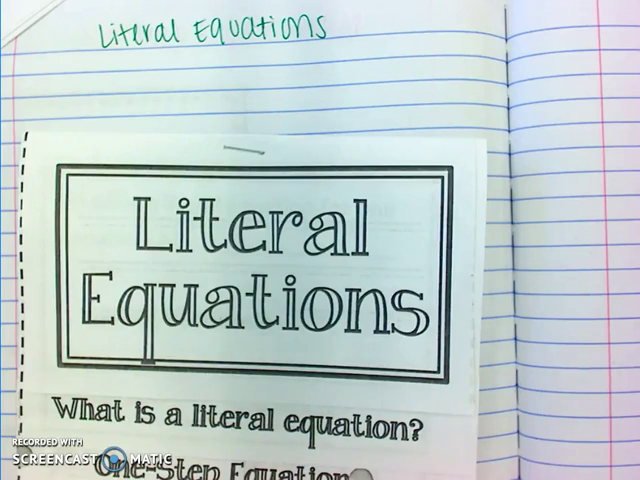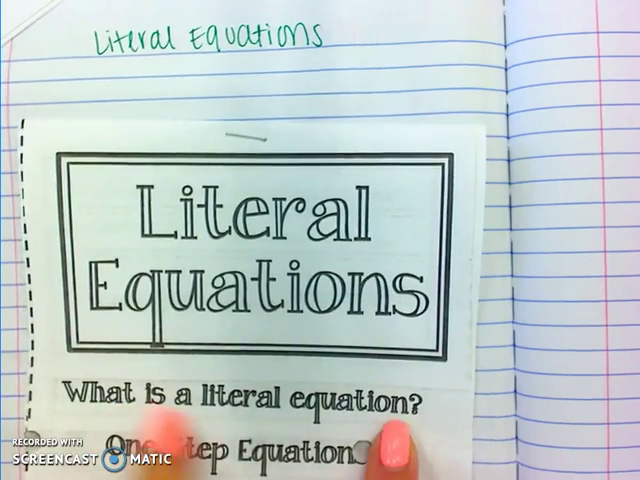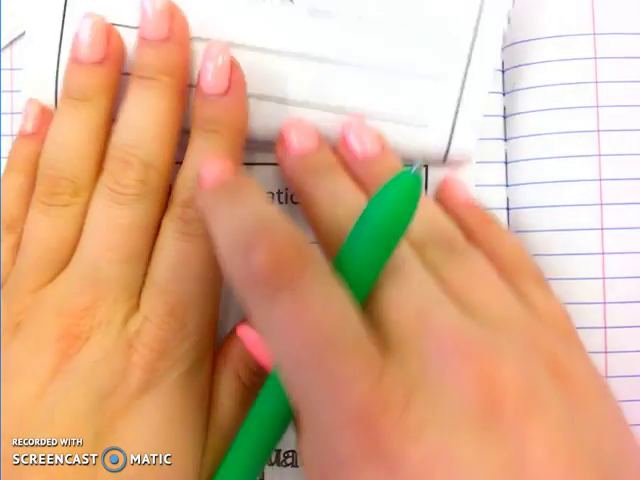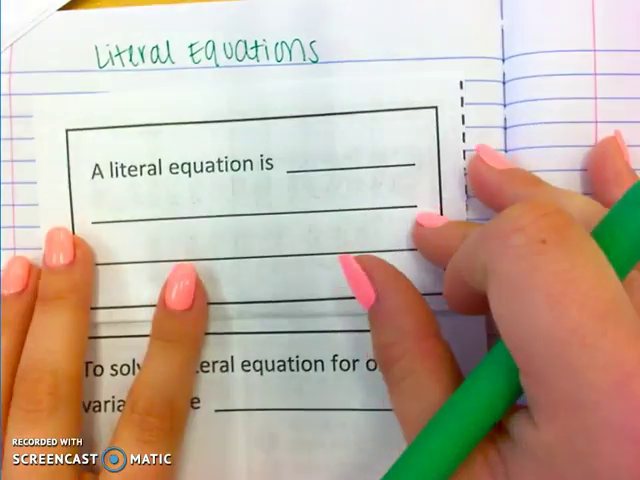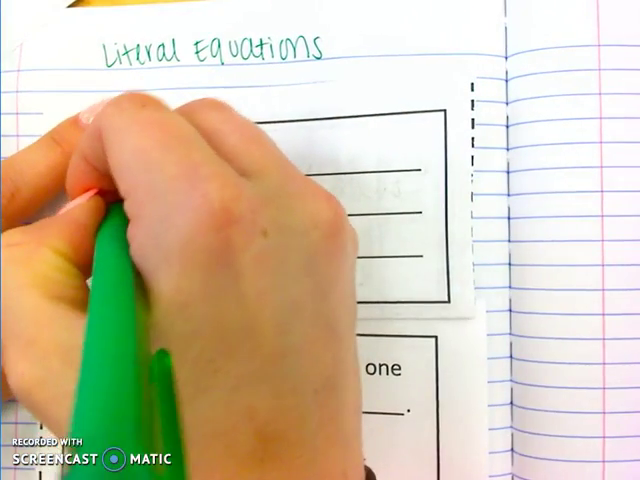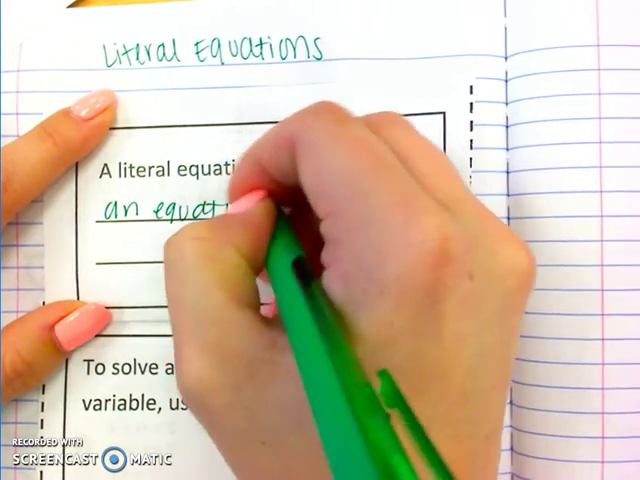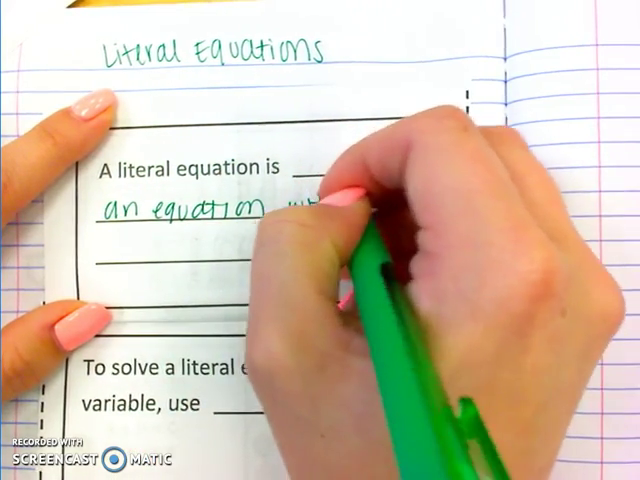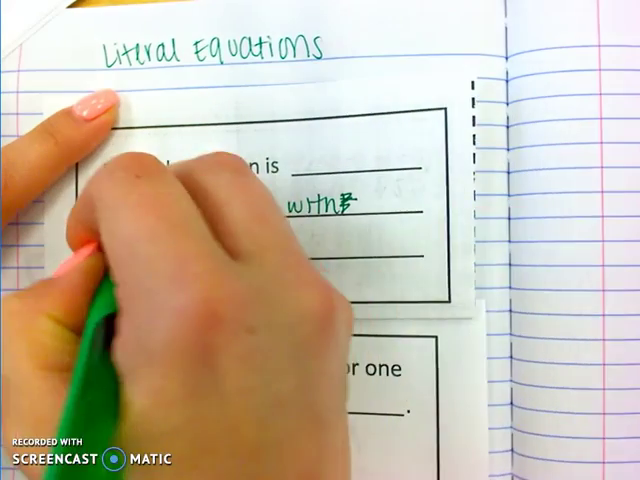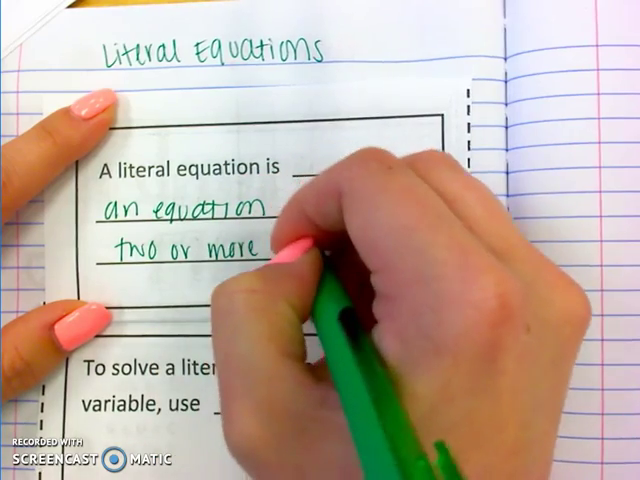This lesson is on literal equations. So we're going to start on the first flap. What is a literal equation? A literal equation, by definition, is an equation with two or more variables.